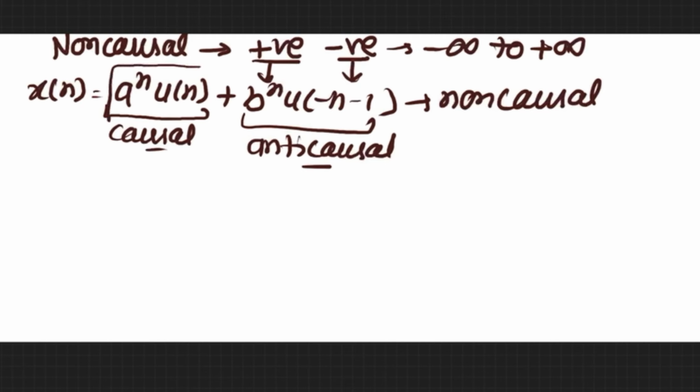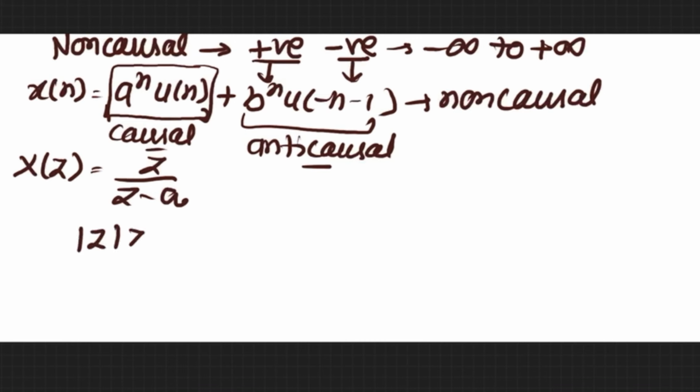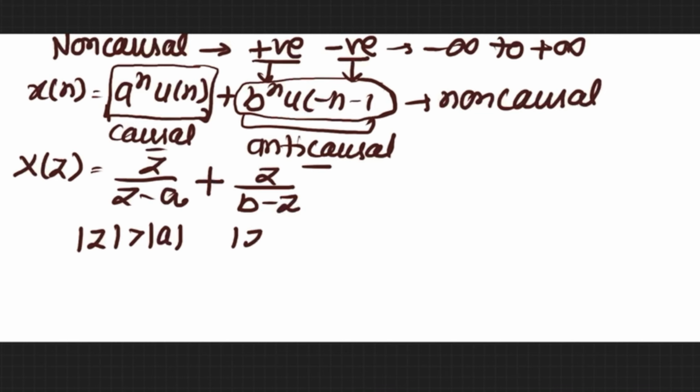This causal signal will have the Z transform Z upon Z minus A, with the region of convergence |Z| greater than A. And this anti-causal part will have the Z transform Z upon B minus Z, with the region of convergence |Z| less than B. Using the linearity property, which says that if a signal can be represented as a combination of two or more smaller signals, then we can combine the Z transforms to get the resultant Z transform of this signal.